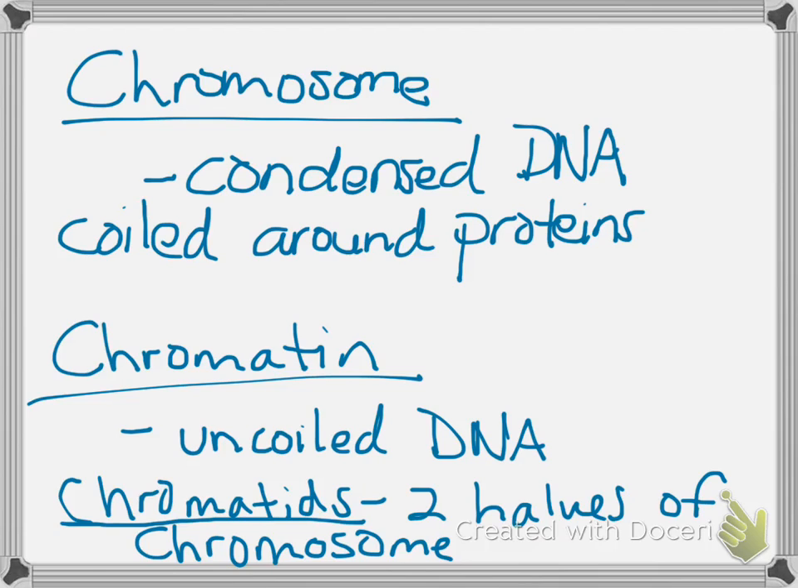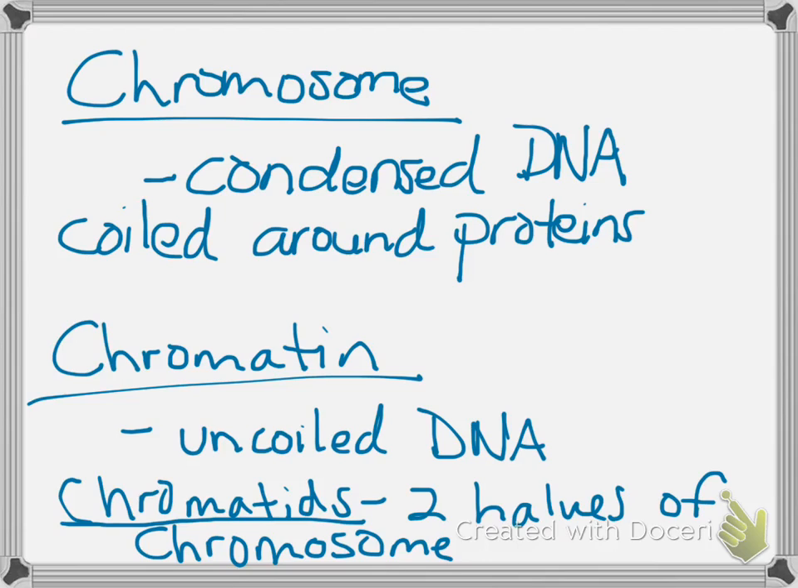The first term is called a chromosome, and a chromosome is condensed DNA that's coiled around proteins. And so what we see here is this DNA that's really long and sort of spaghetti-like in the cell will condense up and coil up to become more manageable for cell division.